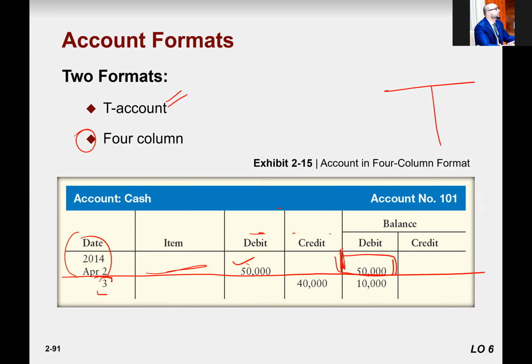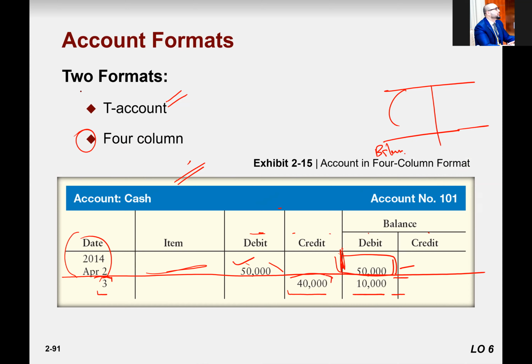Similarly, on April 3, there is an entry of credit 40,000. So we have the balance, which is a debit balance, and the debit balance is how much greater than the credit balance? 10,000, so you write down 10,000. Basically, in T accounts, we write down the balance at the end of the period, for example after one week or after one month. But in four-column accounts, we write down the balance transaction-wise. Any transaction occurs, what is the balance? It means this is the balancing on every transaction on a day-to-day basis, right?